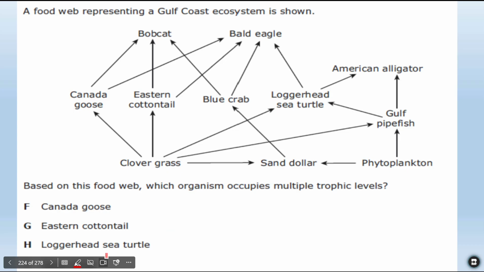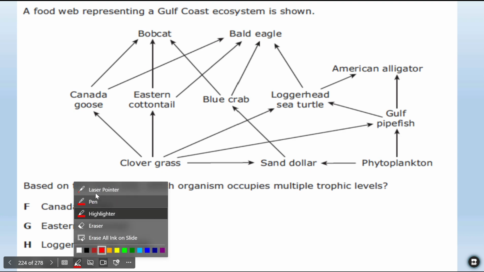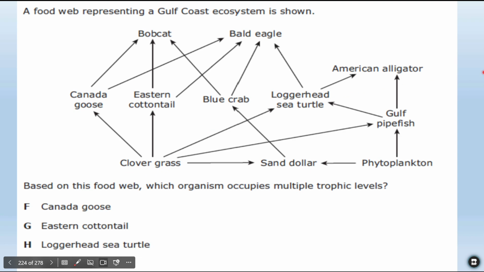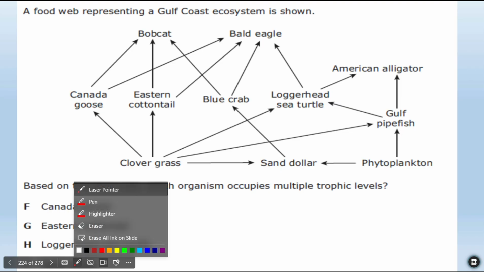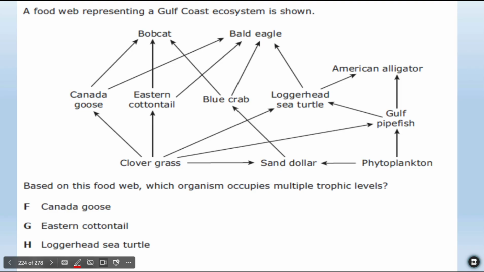All right, here we have a star question. A food web representing the Gulf Coast ecosystem is shown. So we see this food web. Based on the food web, which organism occupies multiple trophic levels? So they want to know which organism, maybe in one food web, might have a spot.